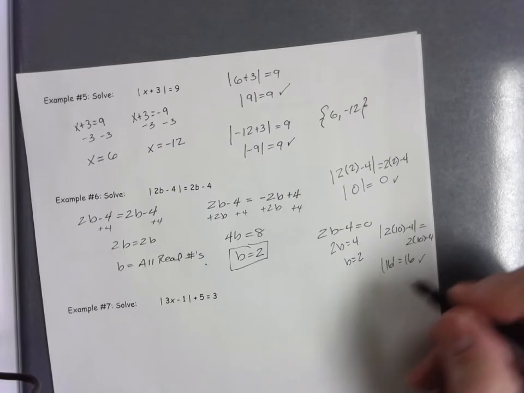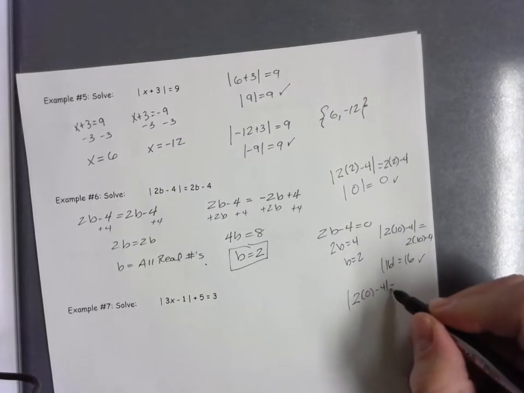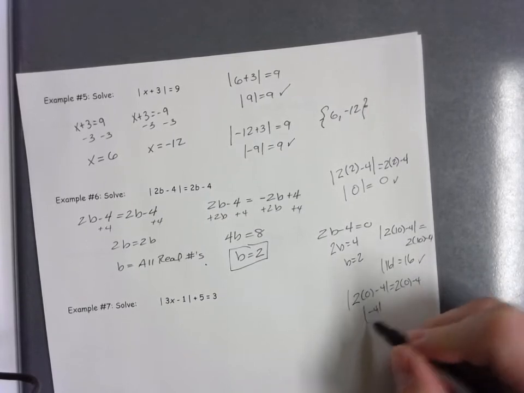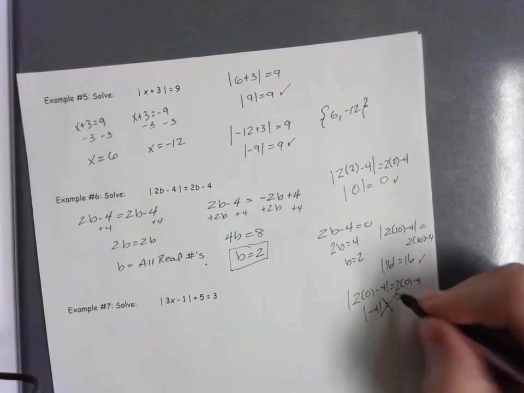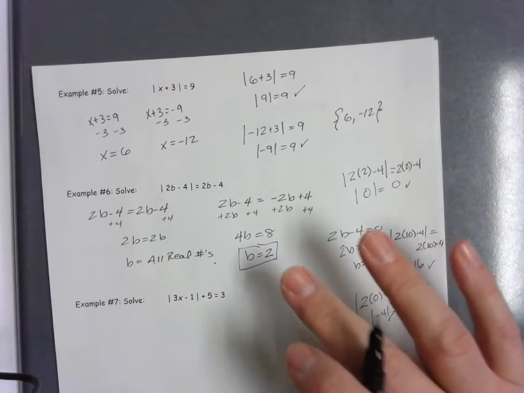So let's try 0. 2 times 0 minus 4, the absolute value of that equals 2 times 0 minus 4. This is going to be negative 4 inside the absolute value, and this is going to be negative 4, which we know does not work. So my solution set here has to do with that too.